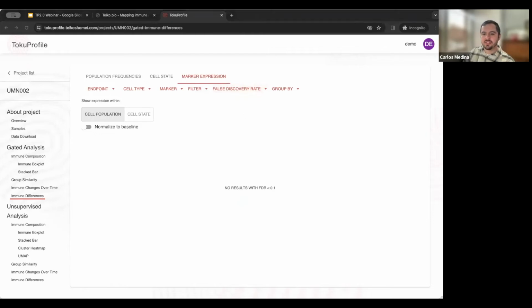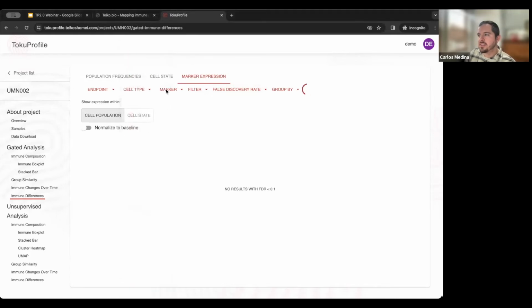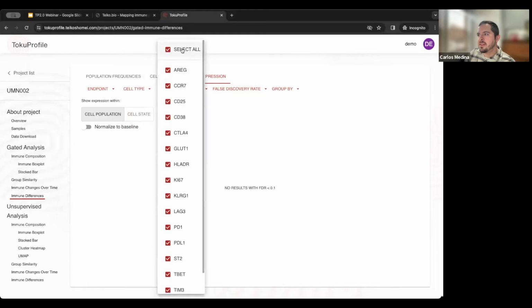So we've already answered and addressed the customer's key questions about immune cell composition, AREG, and ST2 expression. So now let's use some of these tools to explore and identify other markers of interest for our study. So I'm going to expand this to all populations and all markers.